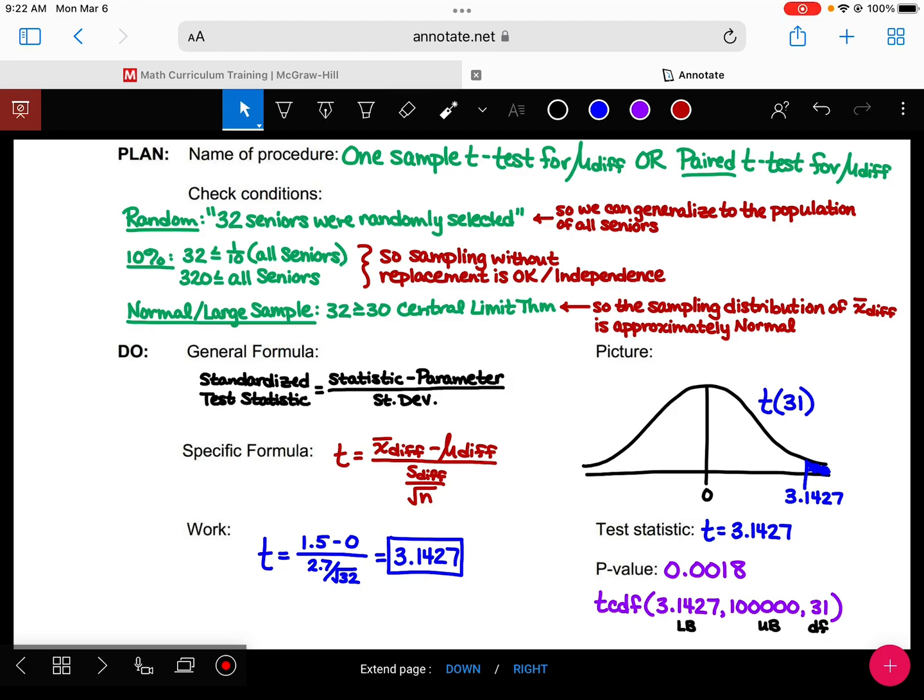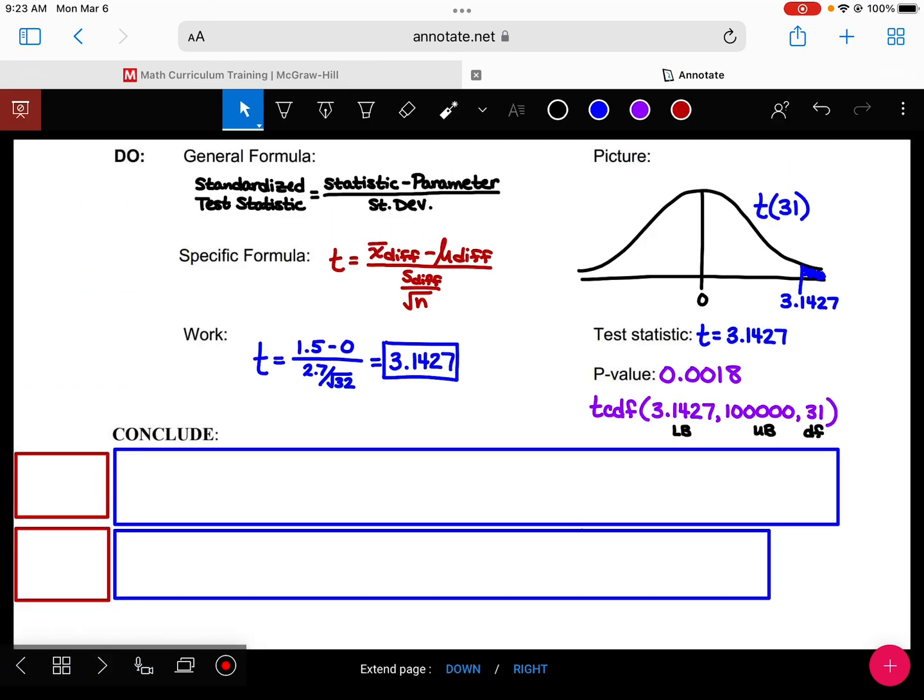You do need to show how you're getting that p-value. If on the free response part of the AP test, you just pop in a number for that p-value, they would count points off because you're not showing how you arrived at that number. So write down what you typed into your calculator: lower bound, upper bound, degrees of freedom. So far, so good? Awesome.